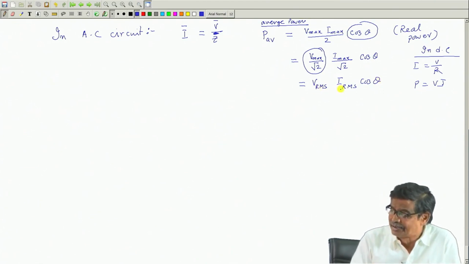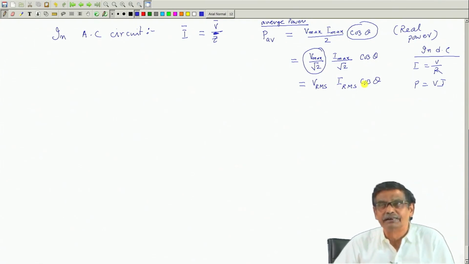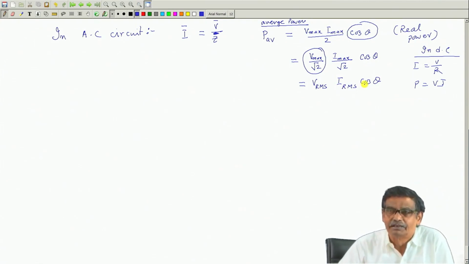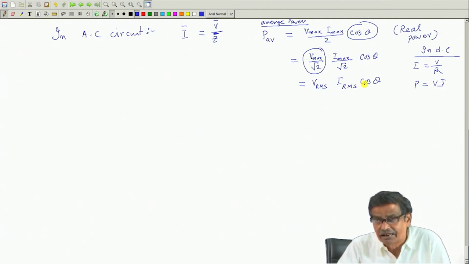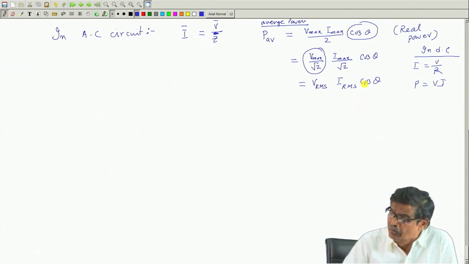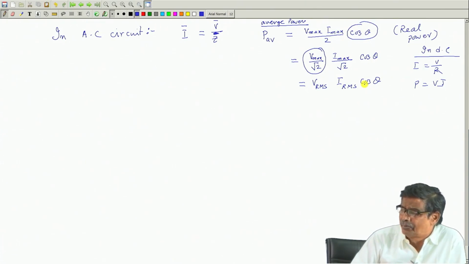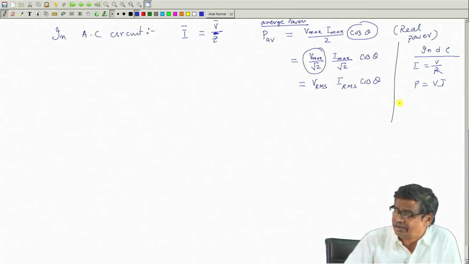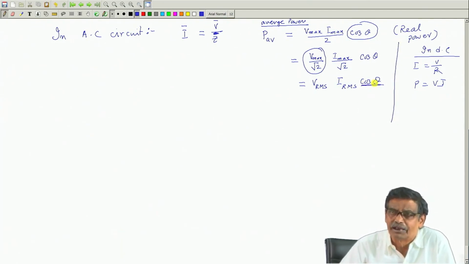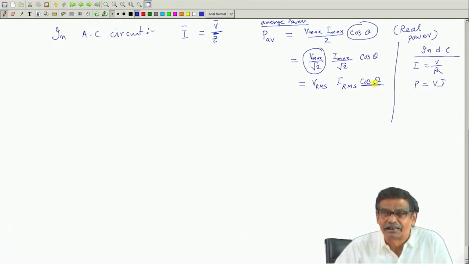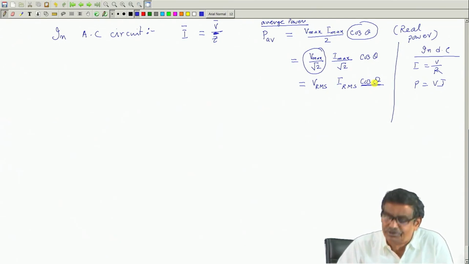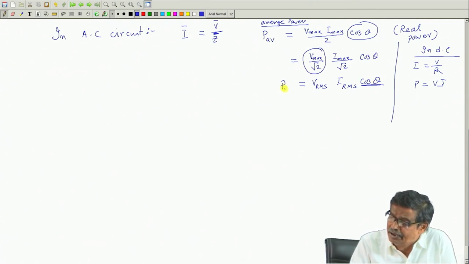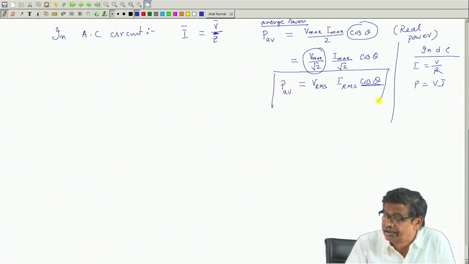Sometimes people just do not write RMS, they understand that once you write the average power consumed by the circuit is VI cos theta, it means V is RMS, I is RMS. Got the point? Now, after knowing this, it is quite similar to that of a DC circuit, only one factor comes, cos theta, that you cannot avoid. It cannot be just the product of RMS voltage and current, except for the resistive case when theta is equal to 0. But anyway, we will live with this P average.